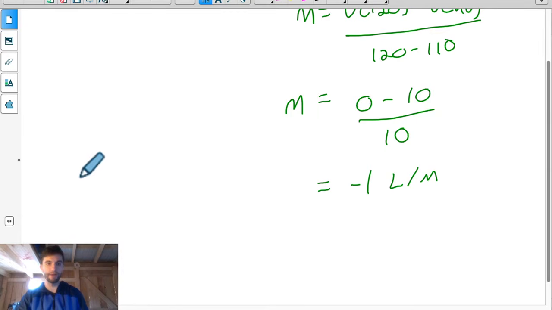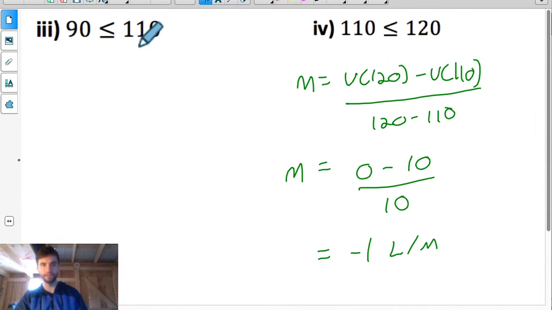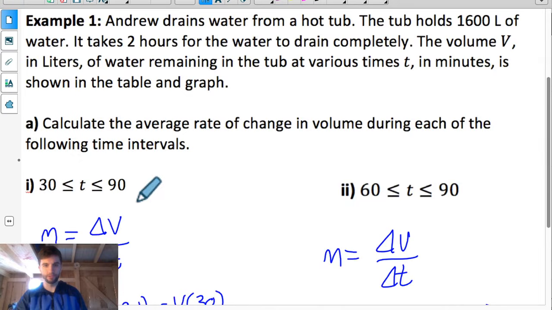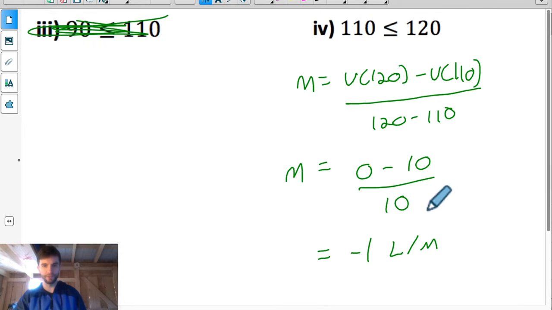So notice the average rate of change over each of those 3 intervals we calculated, and we'll skip part 3. You could do it if you wanted to, but I think it was getting a little repetitive. The average rate of change over the 3 intervals were all different because it was a nonlinear relationship. Over the first interval, it was negative 13.3 liters per minute. Over the next interval, it was negative 10 liters per minute. And over the last interval, it was negative 1 liters per minute. So that rate of change was decreasing.